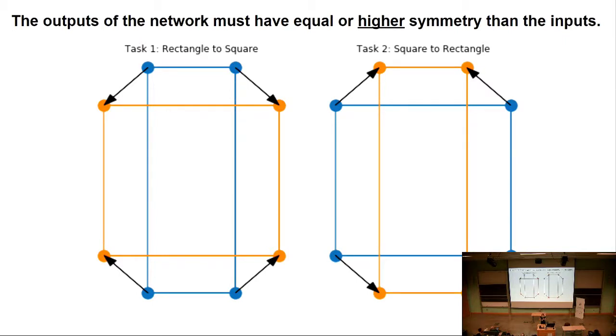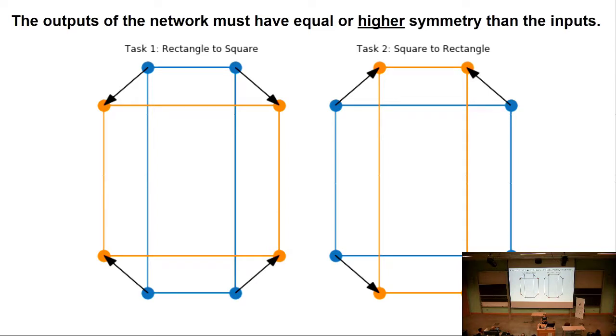The outputs of the network have to have equal or higher symmetry than the inputs. There are two tasks that I can demonstrate this property with. Let's say I have four points representing a rectangle, and the task is to deform that rectangle to a square. Now let's flip the task around: take a square and make it a rectangle. What I'm going to show you is that we can do one, we can't do two.